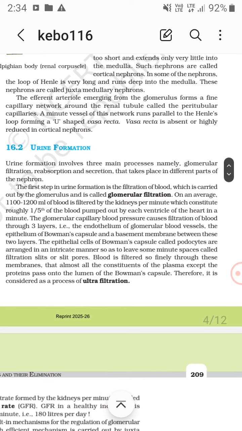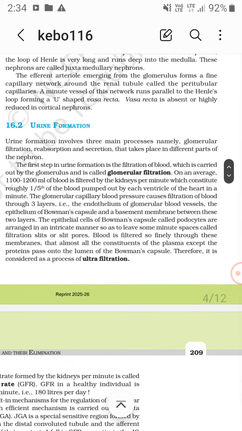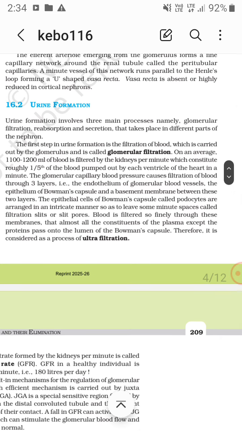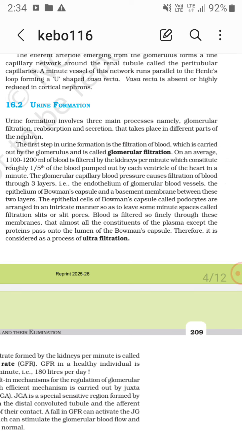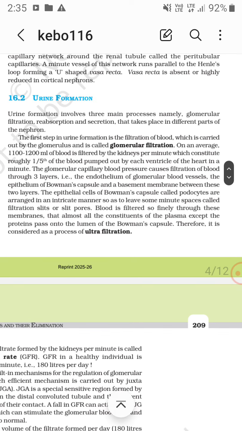Now, urine formation involves three steps: that is glomerular filtration, reabsorption, and secretion. So, glomerular filtration: about 1100 to 1200 ml, that is 1/5th of the total blood pumped out by each ventricle. Now three layers, okay: the endothelium of glomerular blood vessels, the epithelium of Bowman's capsule, and a basement membrane between these two layers. Now the epithelial cells of the Bowman's capsule, called podocytes, are arranged in an intricate manner so as to leave some minute spaces called filtration slits or slit pores.